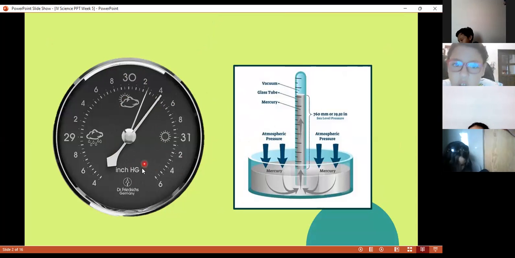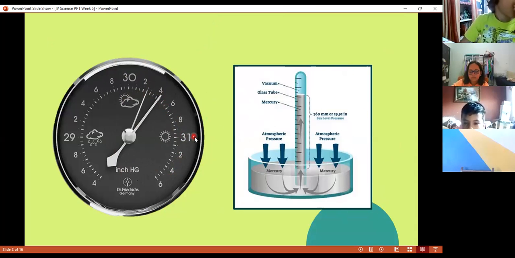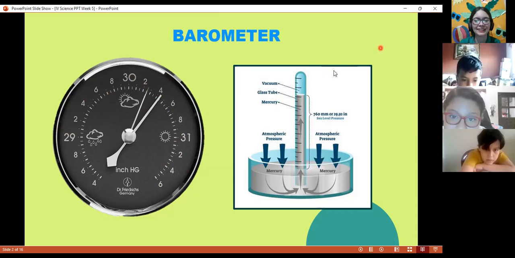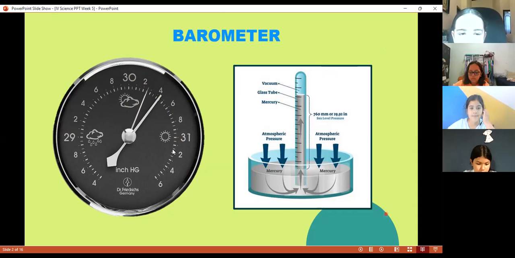A clock, this is a clock. You see the hours here? I know that when the climate is sunny, it shows sunny. Okay, you see here, it's not a clock. It looks like an old clock, but it's not a clock. You see, we don't have many hours, so it's not a clock, class. It looks like a clock, but it's not. So it's a barometer, class.